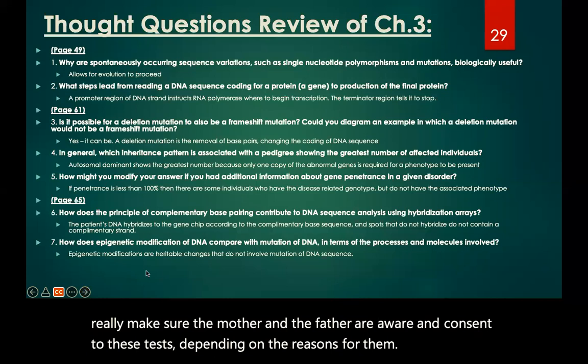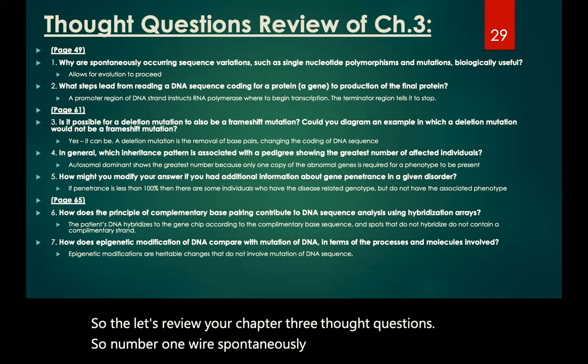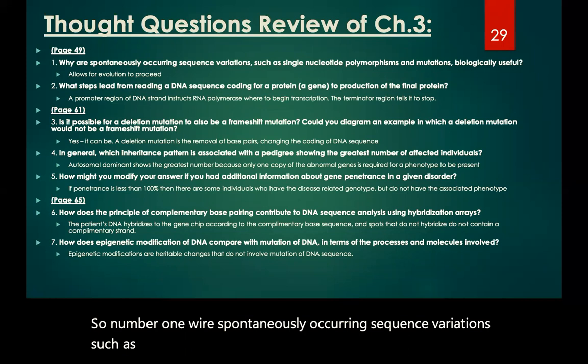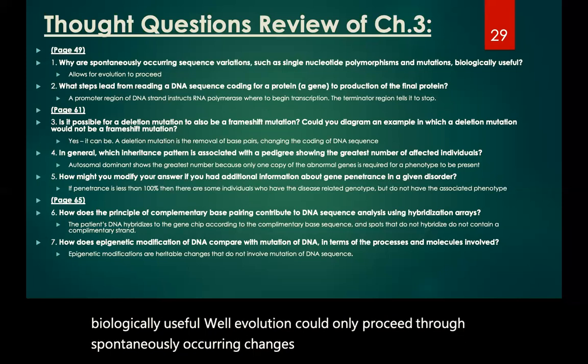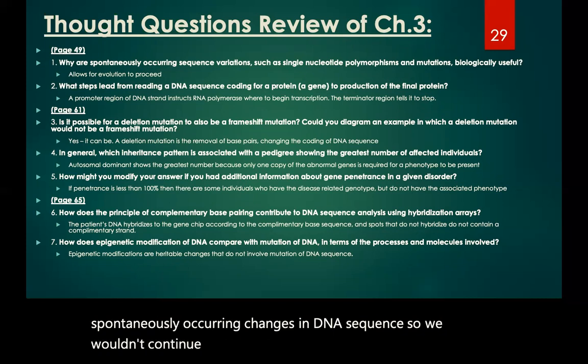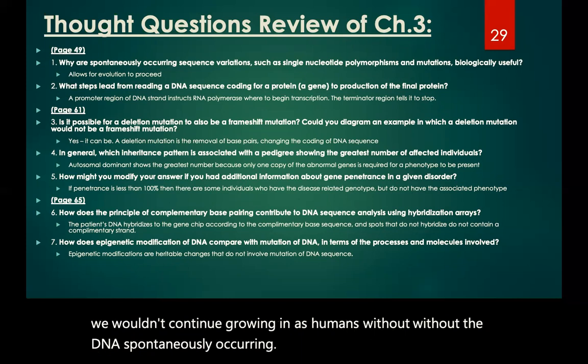Okay, so let's review your chapter 3 thought questions. So number 1, why are spontaneously occurring sequence variations such as single nucleotide polymorphisms and mutations biologically useful? Well, evolution could only proceed through spontaneously occurring changes in DNA sequence. So we wouldn't continue growing as humans without the DNA spontaneously occurring changes in the DNA.